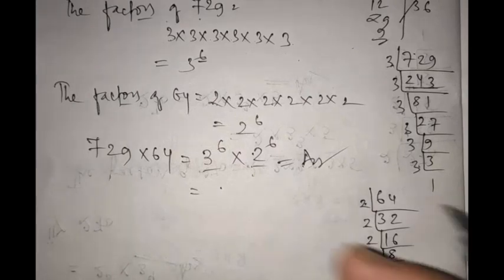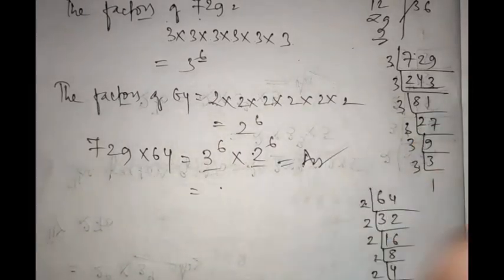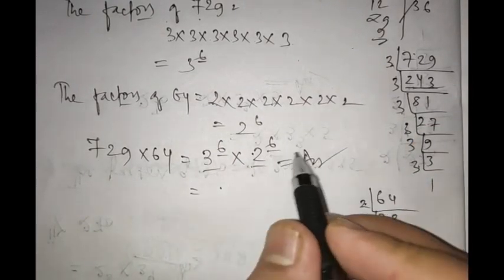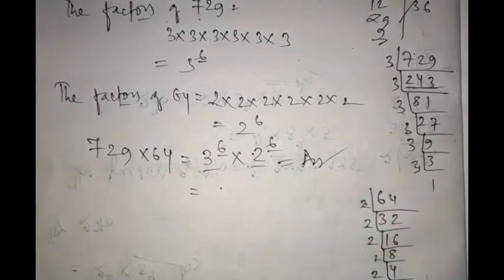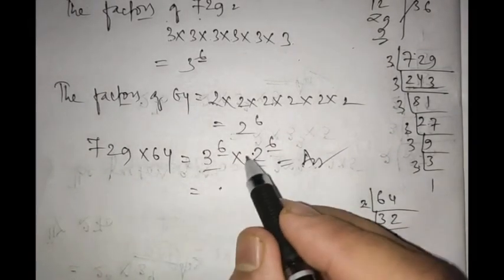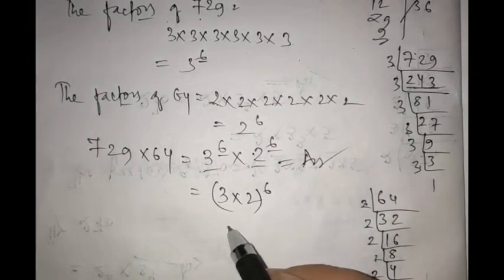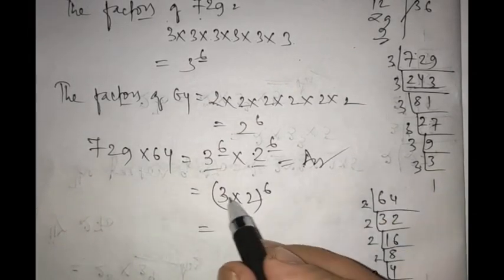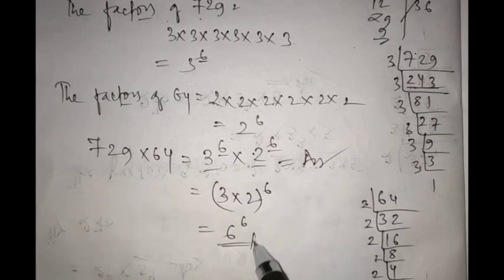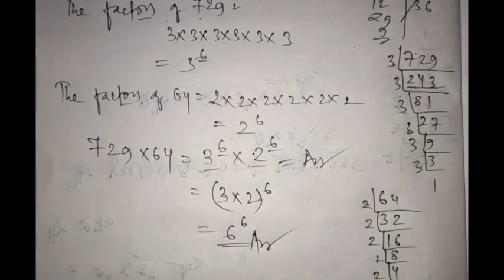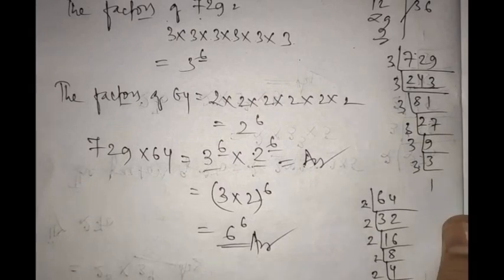But sometimes if they have asked us to solve or simplify, then just see the powers are the same, right? The exponents are the same. So what will happen when the exponents are the same? Then your bases will be multiplied and one exponent will be written. 3 to the 6, 6 to the power 6 will be written. Okay, so this is the way you are going to solve it.